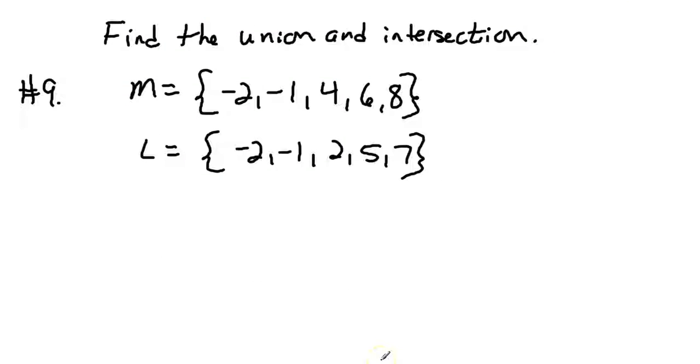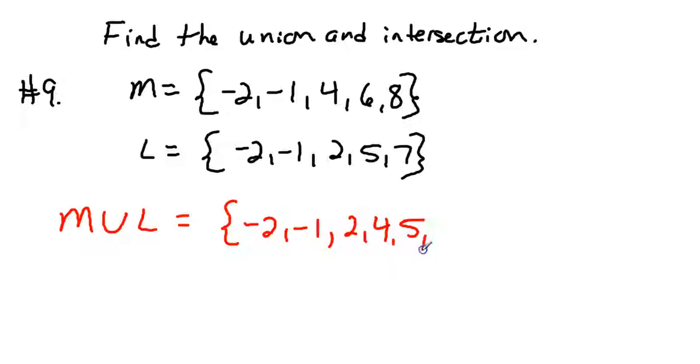Okay, so for number 9, we'll go with M is -2, -1, 4, 6, 8, and L is -2, -1, 2, 5, 7. Okay, and the union. This was where you go back and just list anything at all that shows up. So any number that shows up, that's going to be the union. So we've got -2, -1, we've got 2, 4, 5, 6, 7, 8. And again, if something shows up twice, like we did with the first couple of numbers, you don't have to list those twice.